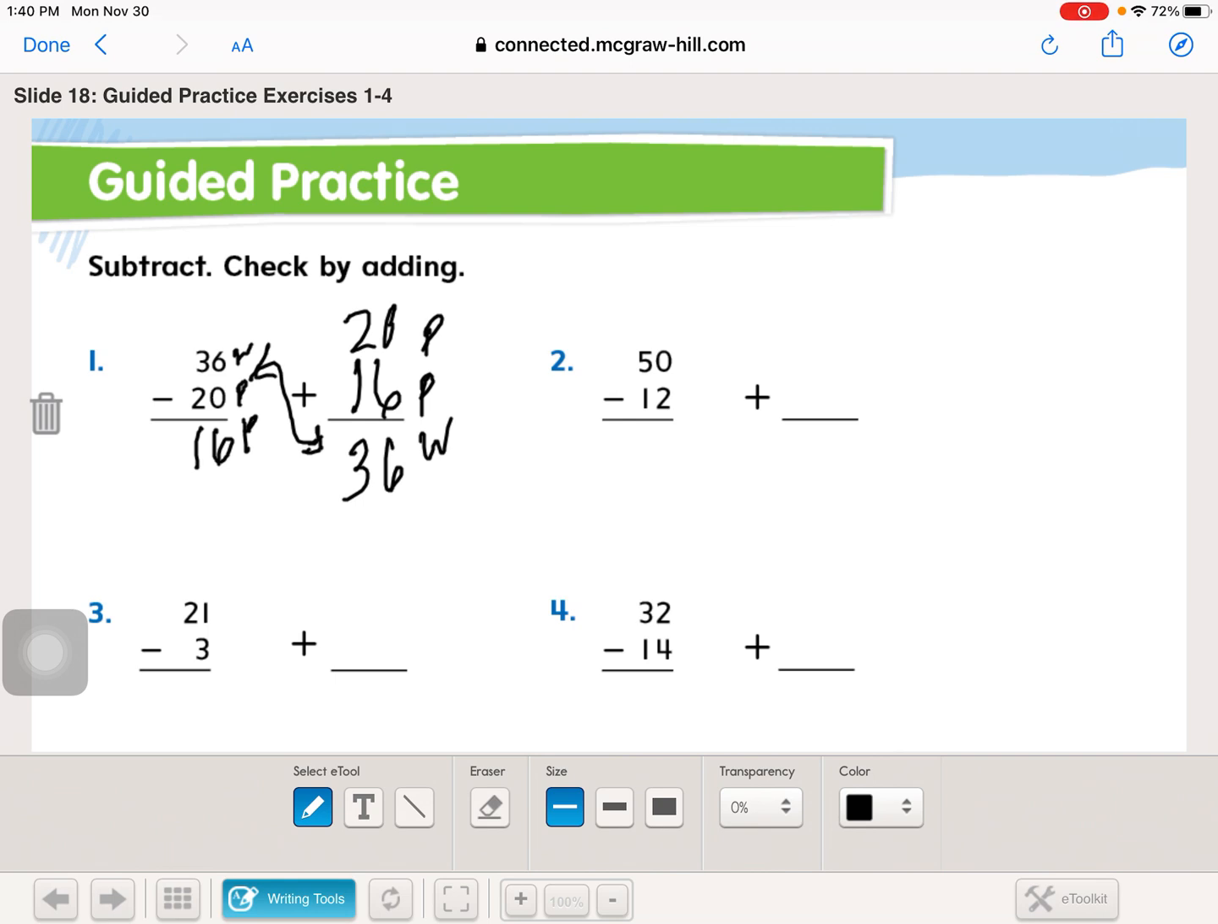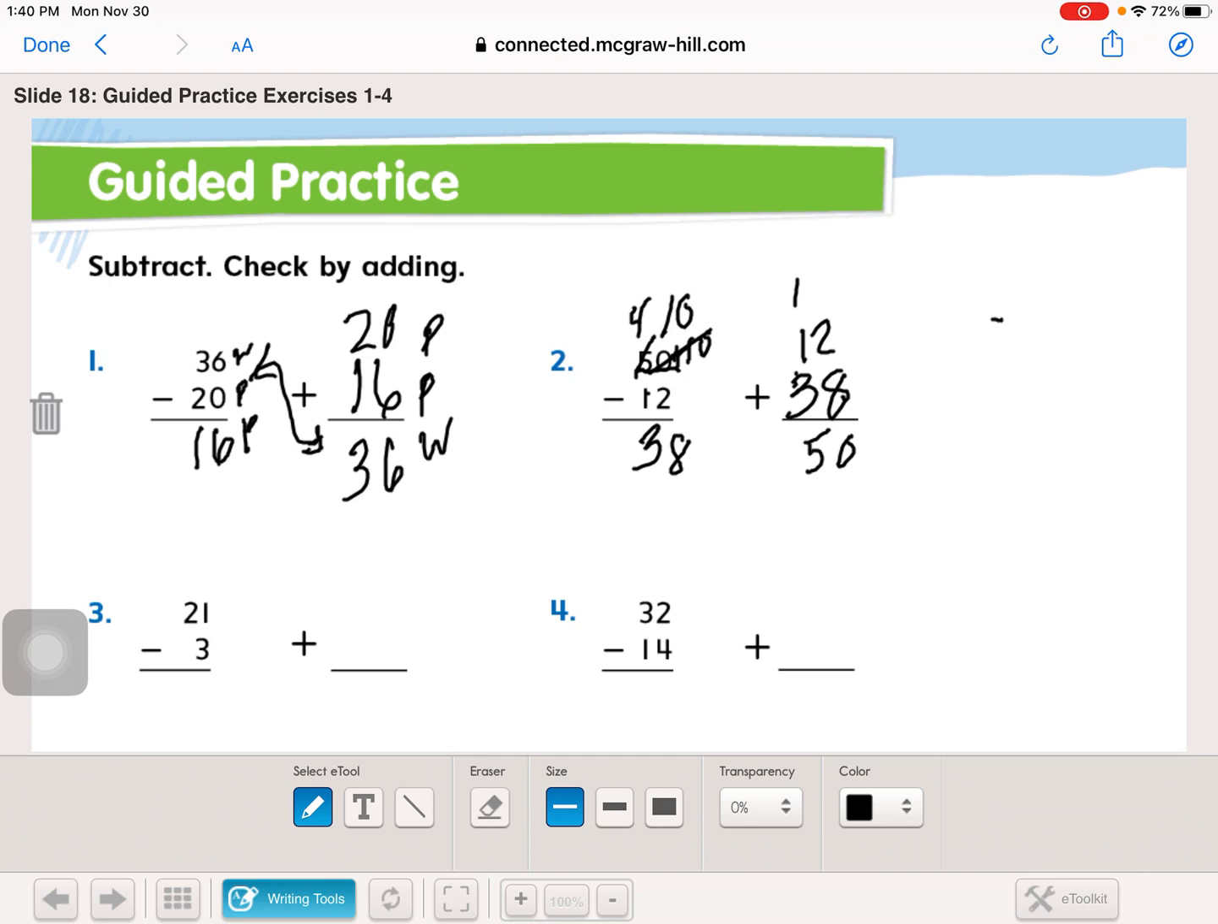50 minus 12. I have more on the floor. Don't let this one trick you. Remember, if it's 0 on top, that is not enough to subtract. That's nothing. We don't have anything to take from. Go next door, take a 10, break a 10 into ones. Now we're ready. 10 minus 2 is 8. 4 minus 1 is 3. So my 2 parts are 12 and 38, and I'm looking to see if it equals 50. 8 plus 2 is 10. 1 plus 1 plus 3, that's 2, 3, 4, 5.